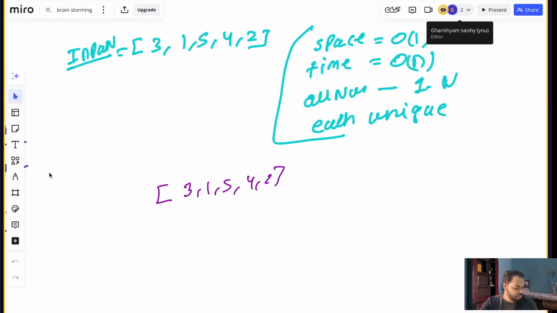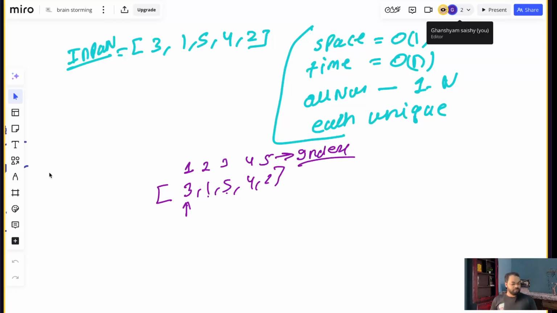I know for certain that 3 is here, right? And if 3 is here, it is not in its place. Its place is the third place. Okay, let's name it. It's from 1 to n, so I will rename it as 1, 2, 3, 4, 5. So these are the indexes.